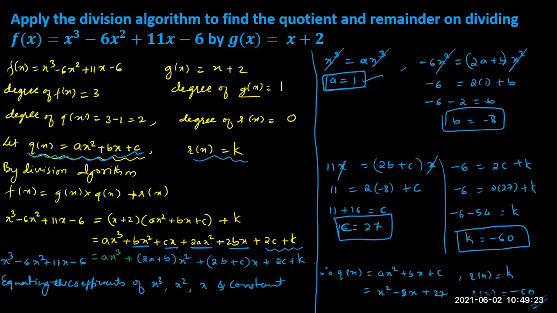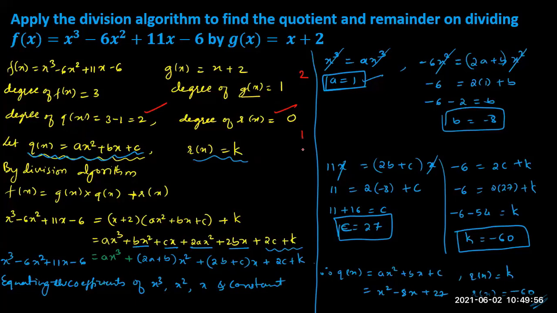How to find the remainder and quotient without doing division. The important thing you need to identify first is the degree of this q of x, and the degree of r of x. Once you find that, suppose the degree of g of x is 2, then you consider the degree of r of x as 1.